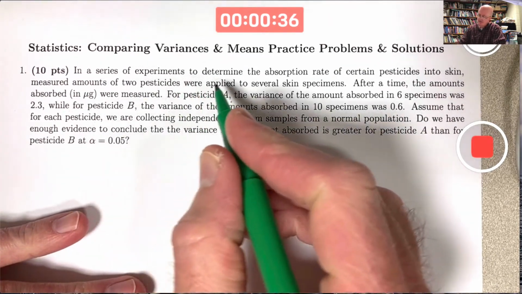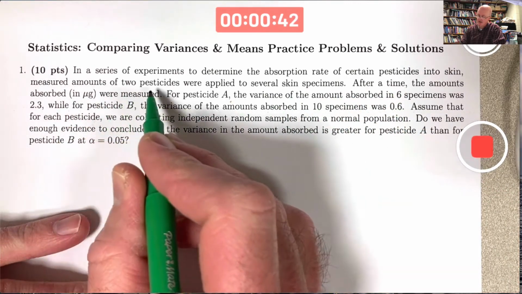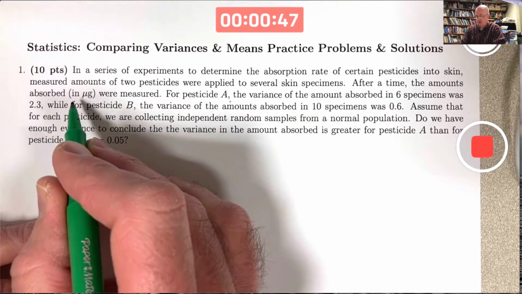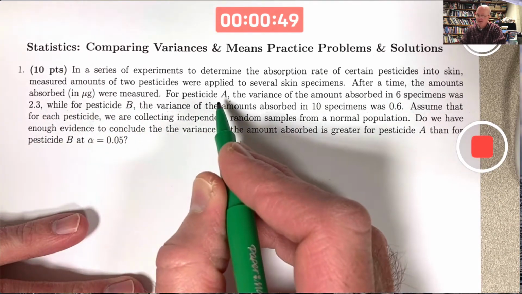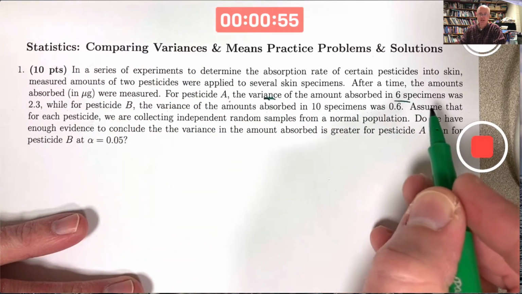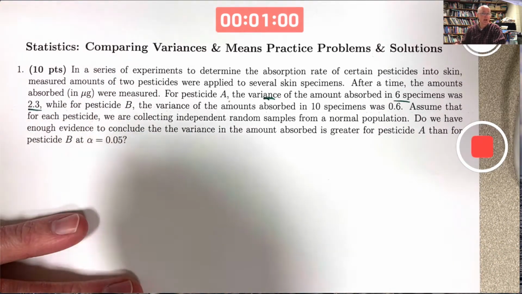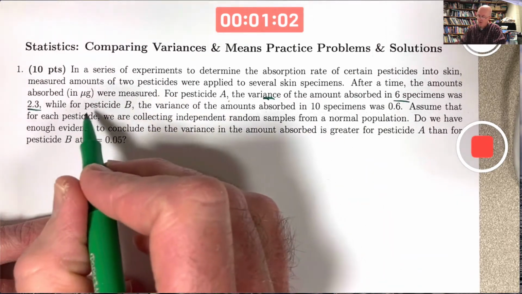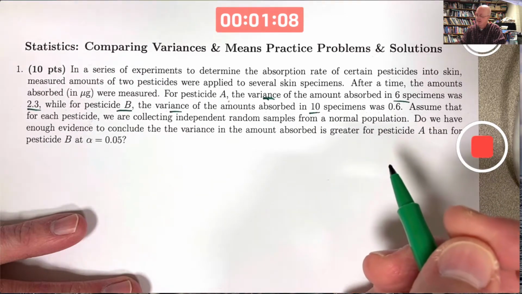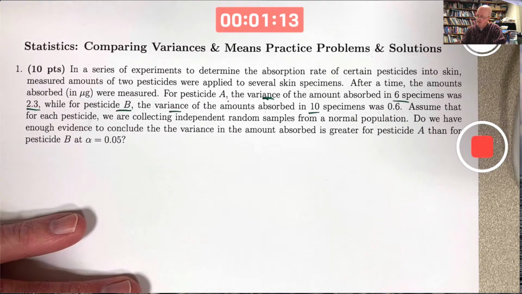In a series of experiments to determine the absorption rate of certain pesticides into skin, measured amounts of two pesticides were applied to several skin specimens. After a time, the amounts absorbed in micrograms were measured. For pesticide A, so we're comparing two things here, the variance of the amount absorbed in 6 specimens, so it's a sample of size 6, was 2.3. That would also mean the standard deviation would be the square root of 2.3. While for pesticide B, the variance absorbed in 10 specimens, so this is a different sample size, 10, was 0.6. That would also mean the standard deviation would be the square root of 0.6.